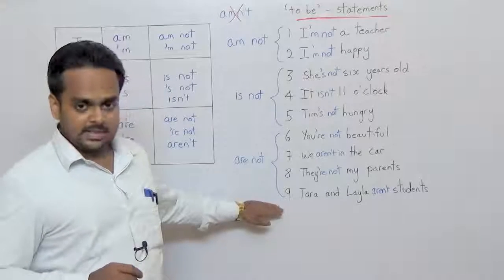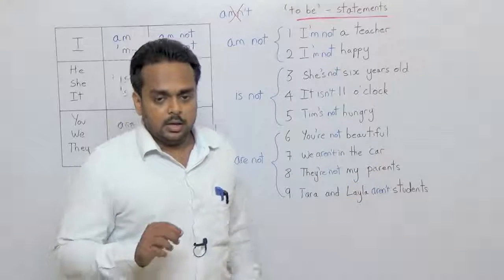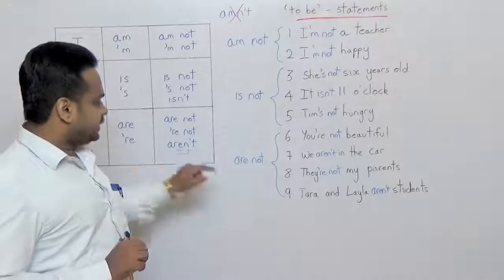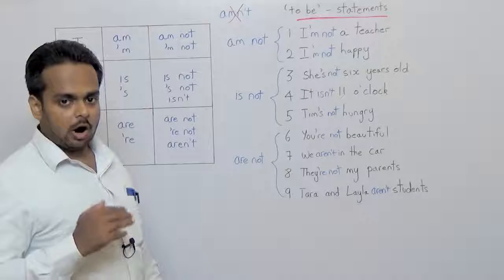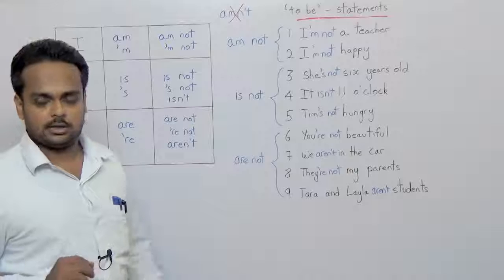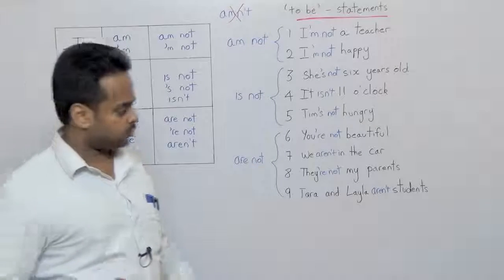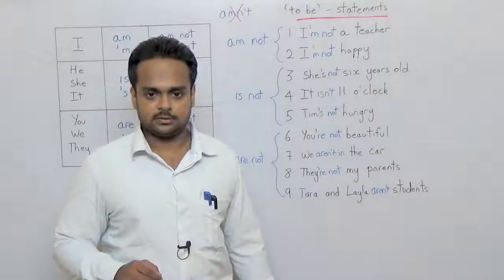Now in this last example, Tara and Layla aren't students. You can only use aren't in this example. Because Tara and Layla are a plural, we cannot use apostrophe are and not. At least it's not very common to use that. It's much more common to use aren't in this case.